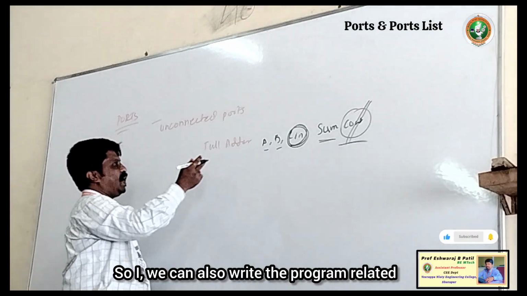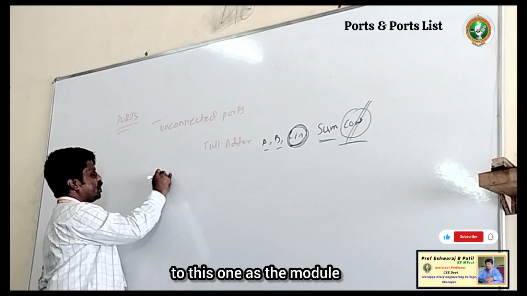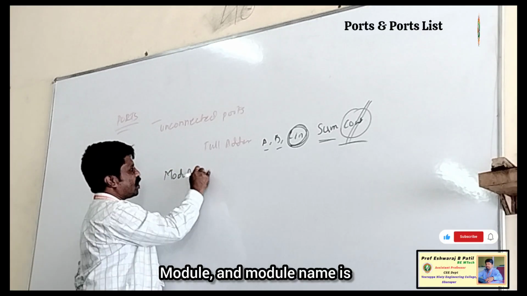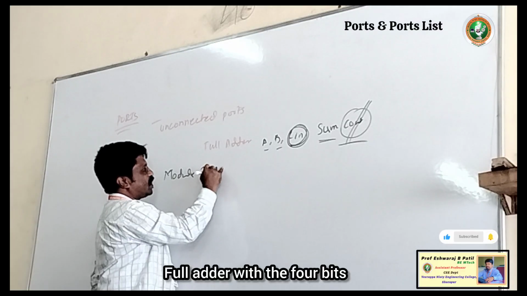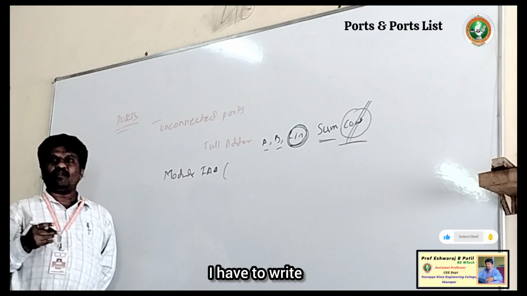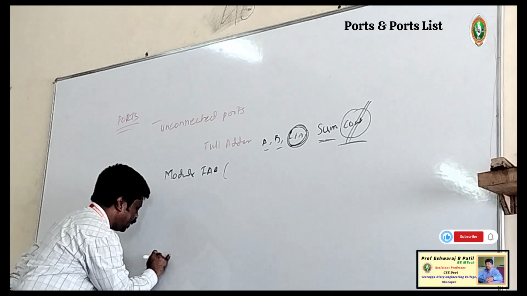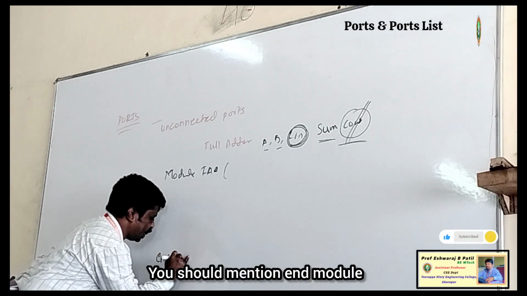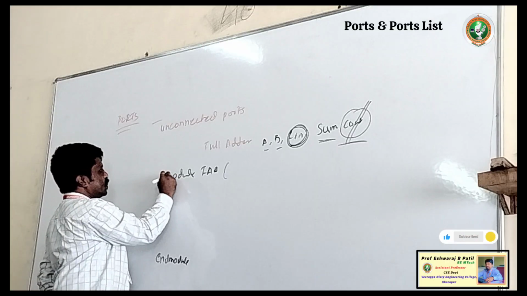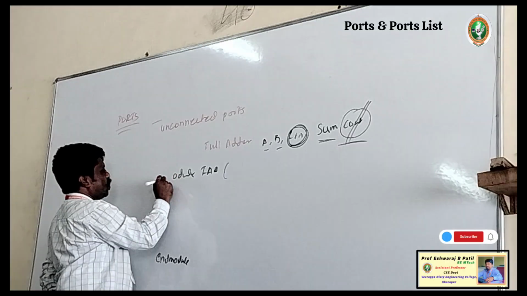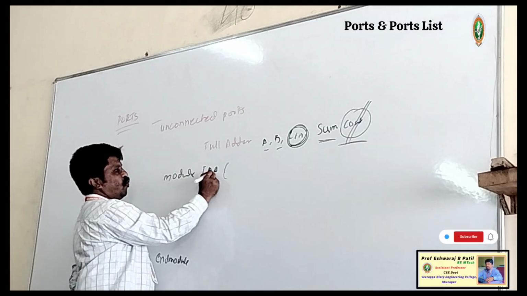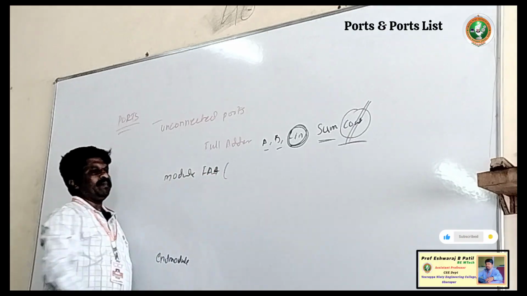So we can also write the program related to this. It is the model, and the model name is full adder with 4 bits, having the input and output ports here. I have to write the model, and end model. You should mention end model. This is in small letters only.